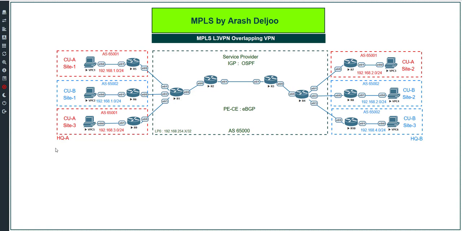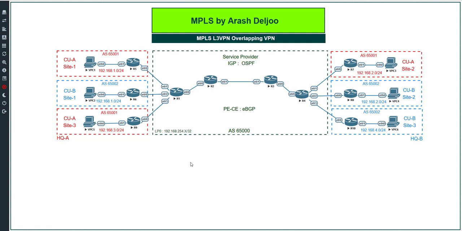Okay, this is the first scenario that I'm going to talk about in the advanced MPLS Layer 3 VPNs. What is the overlapping VPN? Look at this scenario. We have the same service provider you saw in previous examples, and also we have two customers. The red customer, customer A, has three sites, site 1, site 2 and site 3. Site 3 is the headquarter, and site 1 and site 2 are branches.